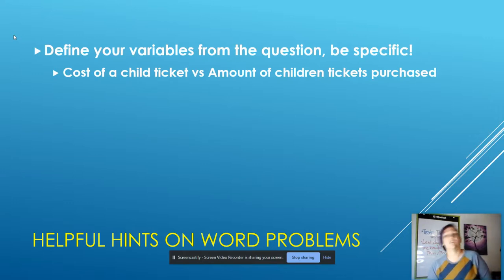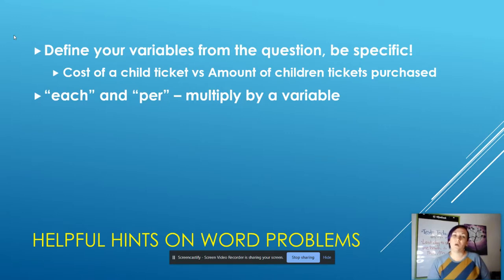Those are two very different things that can get very different answers. The cost of a child's ticket, it would be appropriate to get a decimal answer. Maybe it's $6.50. But the amount of children tickets, it would not be appropriate to get a decimal because you can't have 6.5 tickets. So make sure that you know exactly what you're solving for.